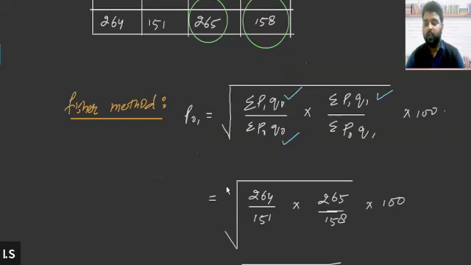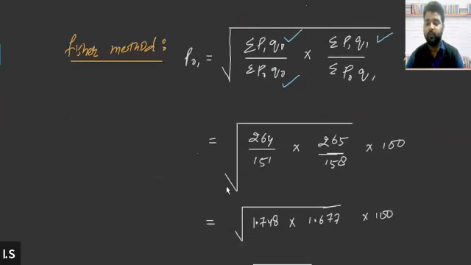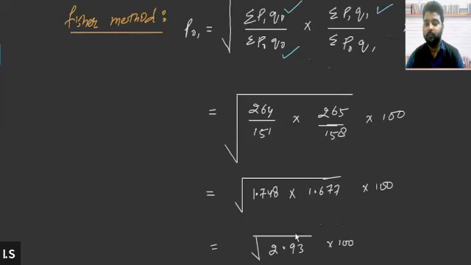After calculating these values, 264 divided by 151, you will get 1.748 approximately, and when you divide 265 by 158, you will get 1.677 approximately, under root, and then we will multiply it by 100. Now the thing is that you are facing a problem calculating the under root, right? When you multiply 1.748 and 1.677, you will get 2.93. You don't know how to calculate the under root, right? Yes, sir. Okay, so let me help you.